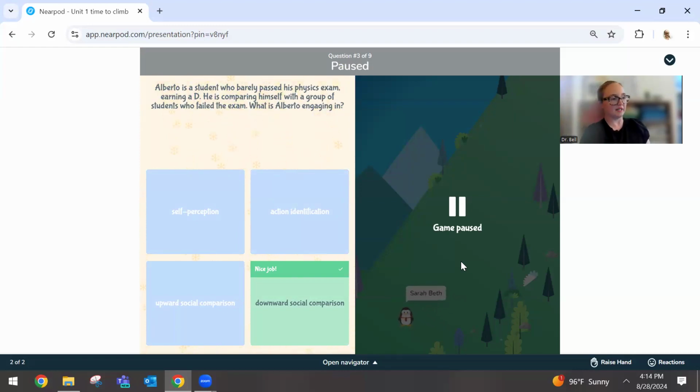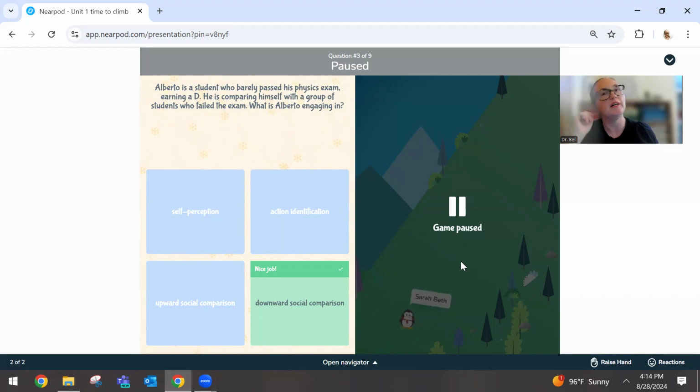Upward social comparison is when you are feeling bad about yourself because you're looking up to people above you. So he got a D. If he was looking up to everybody who got an A and felt bad about that, that's upward social comparison. He's engaging in downward social comparison because he's looking down on people who did worse than him.